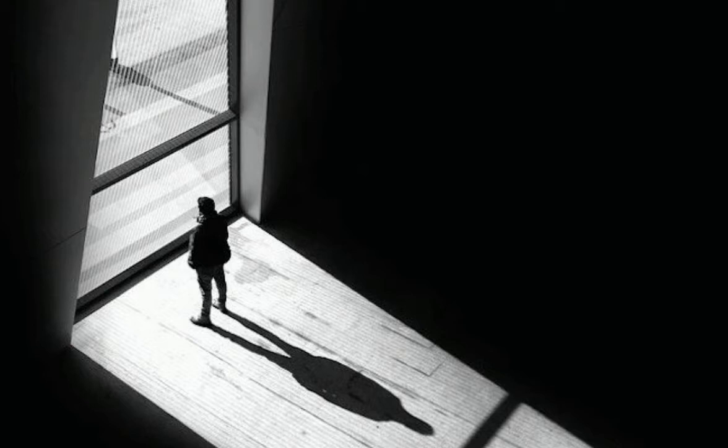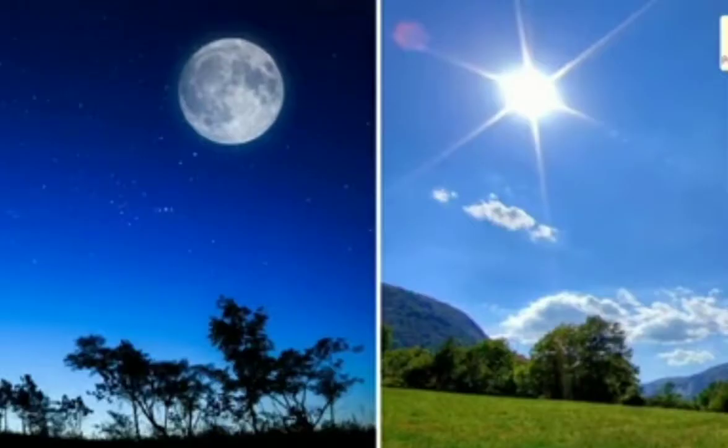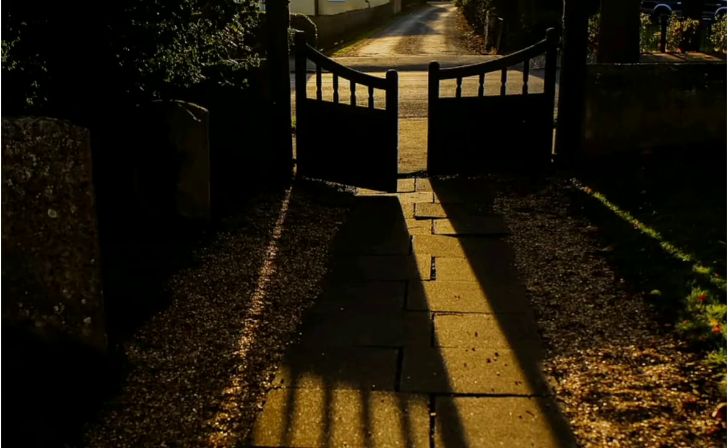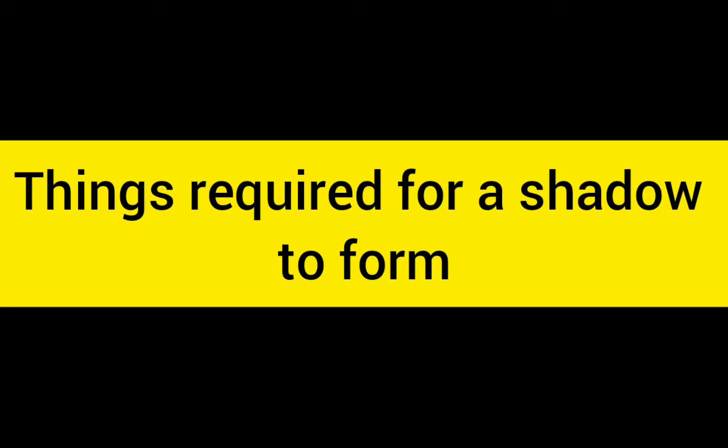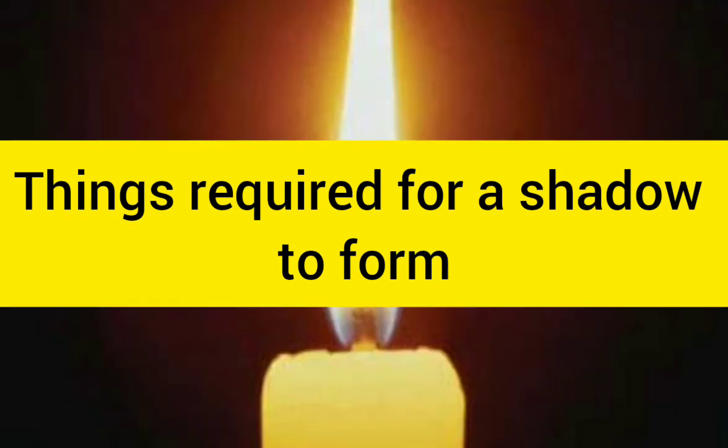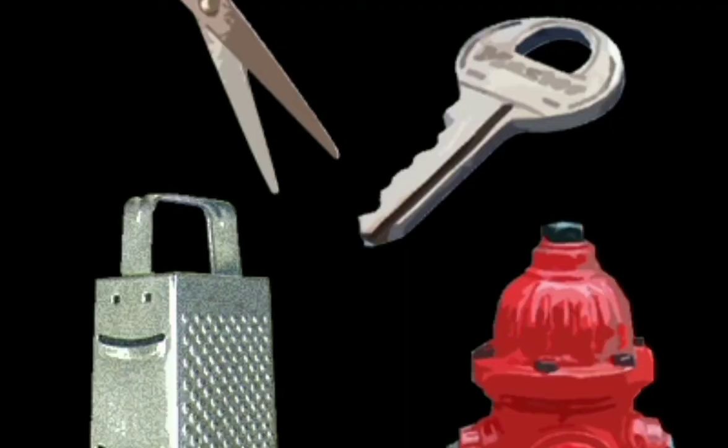Children, you must have seen your black images moving with you. That is your own shadow. Children, the sun is also a cause of shadows. When the light of the sun is blocked by an object, the dark area beside the object is called a shadow. Now let us know the things required for a shadow to form: a source of light, an object, and a screen or the surface behind the object. So children, these are the requirements for forming shadows.